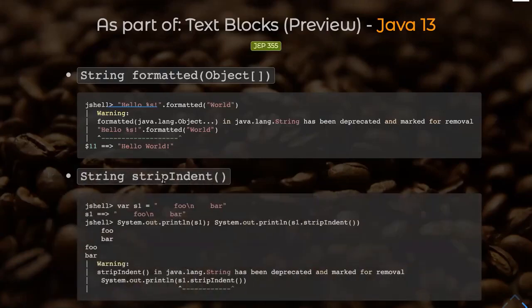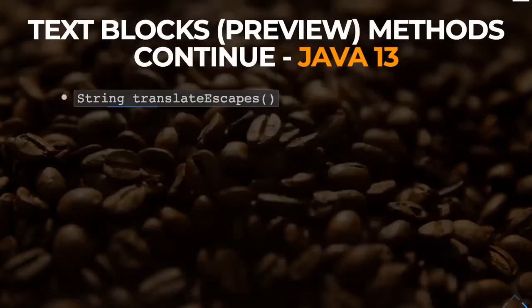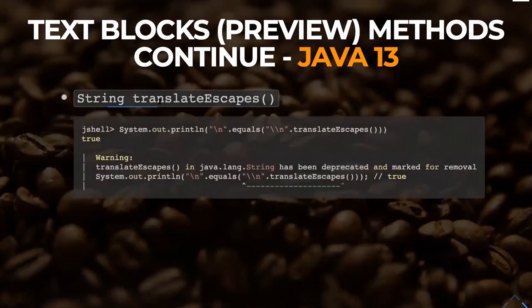Same for stripIndent. It's the same concept of indentation. You can use it. It's strip with indentation. For text blocks, there's a new method like translateEscapes. So if you have any escaping character, you can remove it and escape it, and to check whether this new line is equal to the escaped new line, it will say true or false.